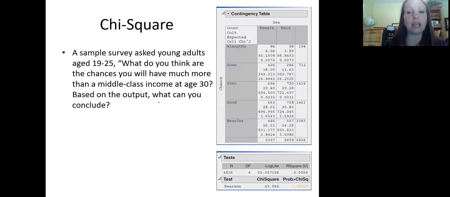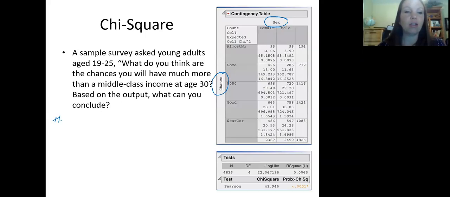So let's start with just looking at our hypotheses. This problem says, a sample survey asked young adults aged 19 to 25, what do you think are the chances that you will have much more than a middle-class income at age 30? Based on the output, what can you conclude? In this case, it's not really clear right off the bat what you would call P1 and P2 and P3. There seems to be a lot going on in this problem. It makes more sense to me to look at the relationship between gender and your perceived chances of being rich by age 30.